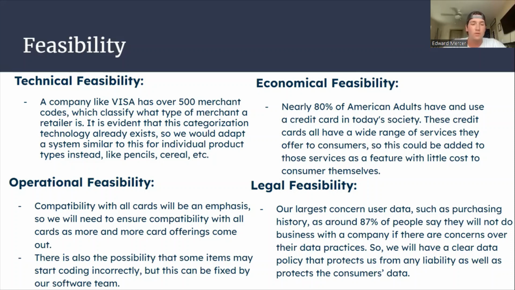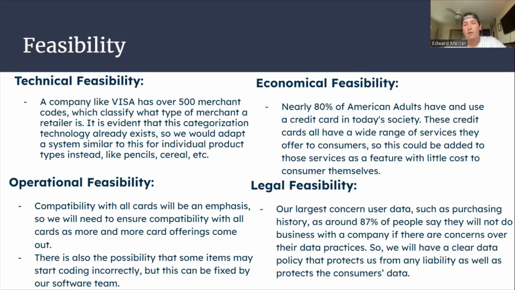On the operational feasibility side, the compatibility with all the cards will be an emphasis. So we will need to ensure compatibility with all cards as more and more card offerings come out. There's also a possibility that some items may start coding incorrectly, but this can be fixed by our software team.